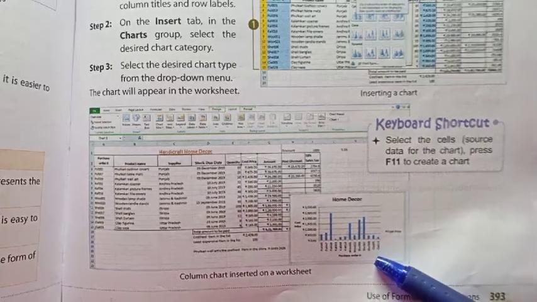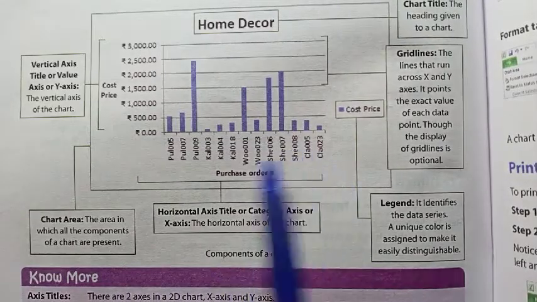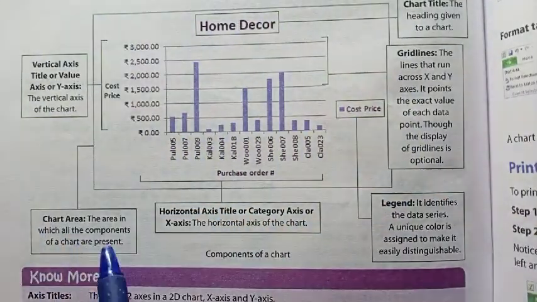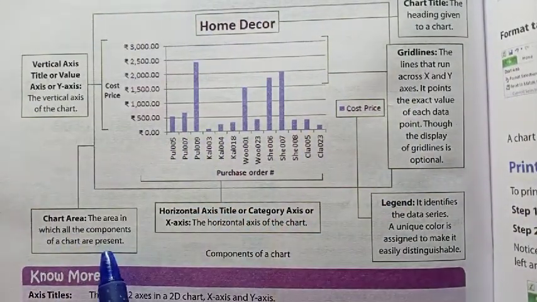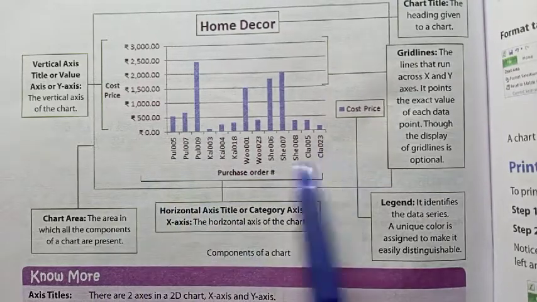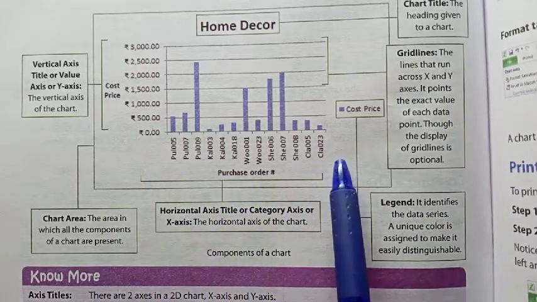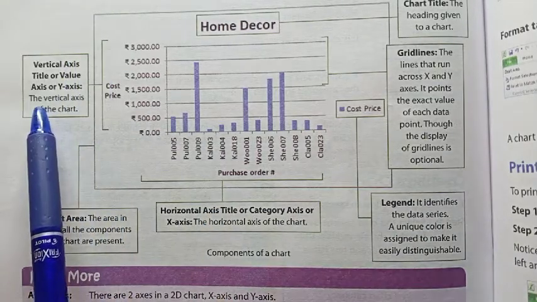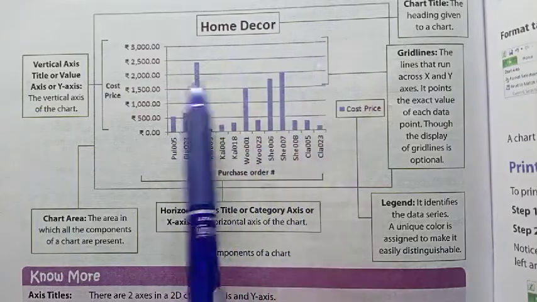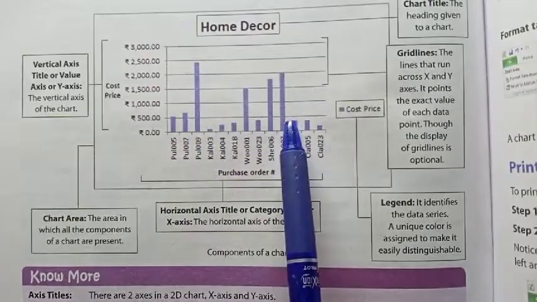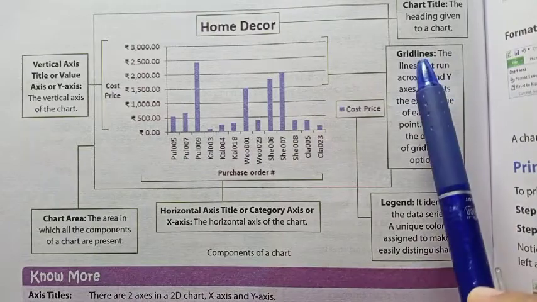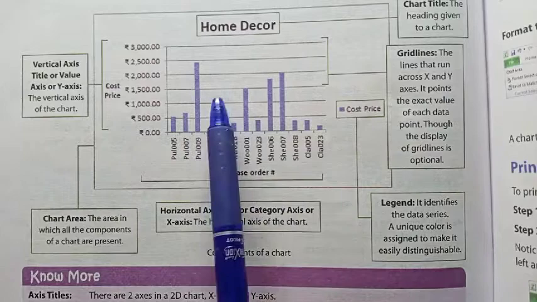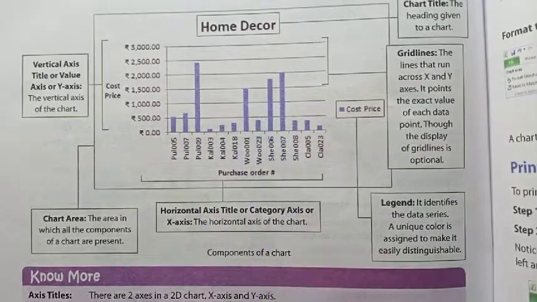Now we have the components of the chart. This whole area where the chart is plotted is known as the chart area. Then we have the X category, known as the horizontal axis, and the Y category, known as the vertical axis. Then we have these lines which run across X and Y. These are called the grid lines. These larger ones are called the major grid lines, and the smaller ones, which are not displayed here, are known as the minor grid lines.